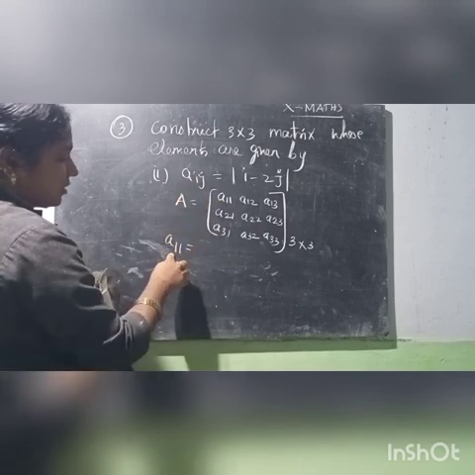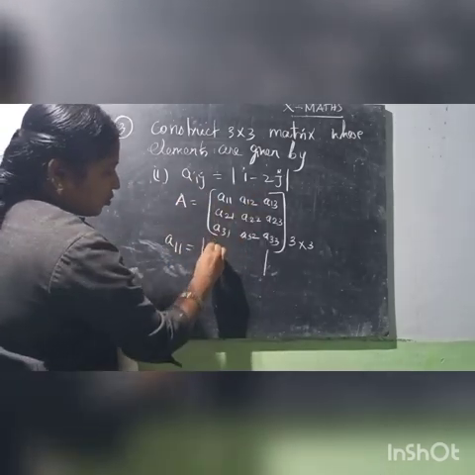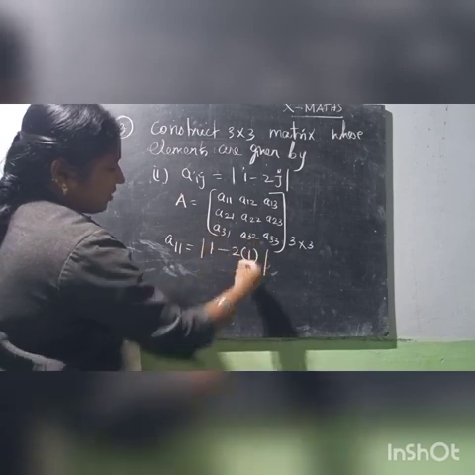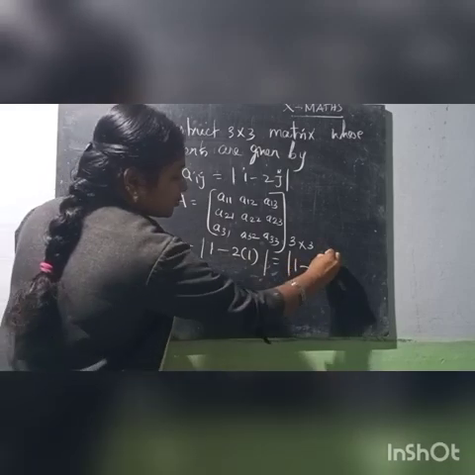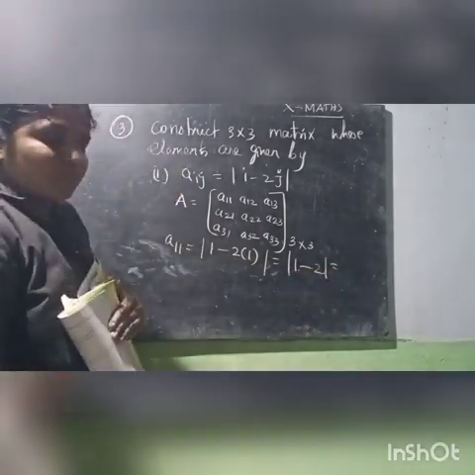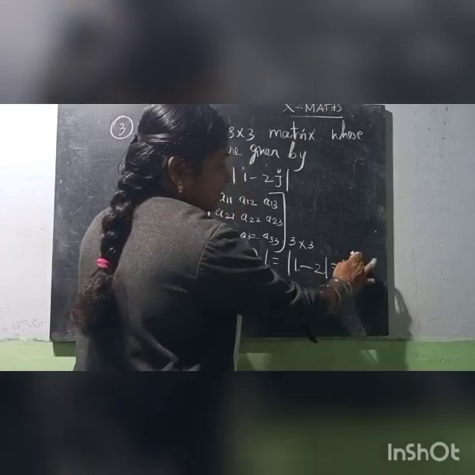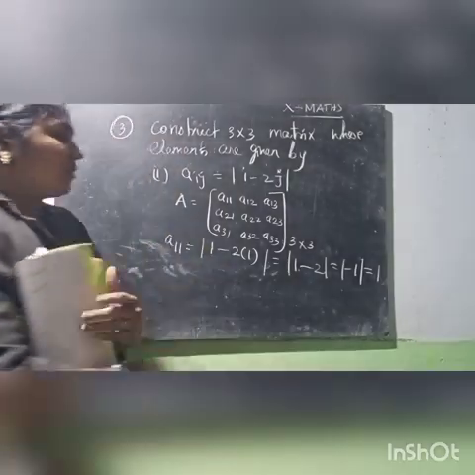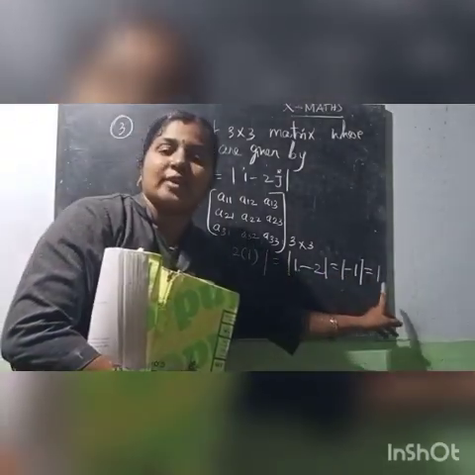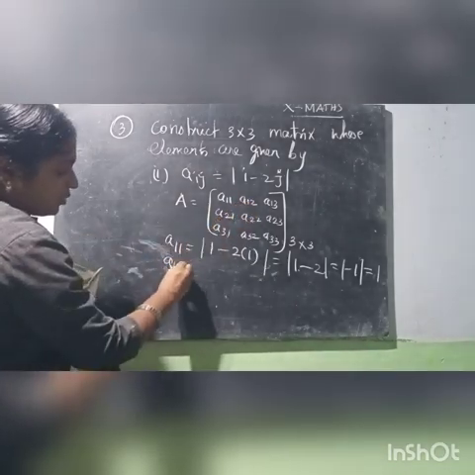Now we can find out one by one. A11: i value is 1, j value also 1. Modulus of i value 1 minus 2 into j value 1. So modulus of 1 minus 2 ones are 2. So 1 minus 2, we subtract and put the greater number's sign, so minus 1. So modulus is there, so we take plus 1. If modulus comes negative, we change it as positive. So plus 1.